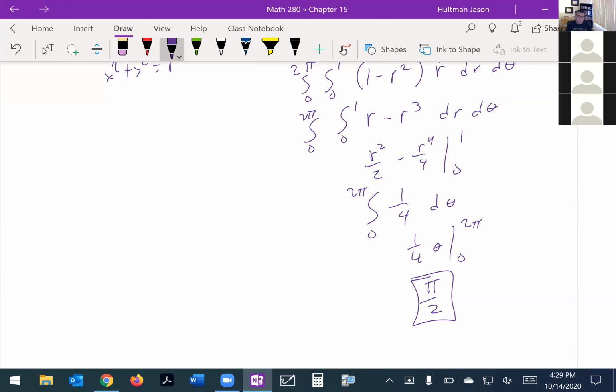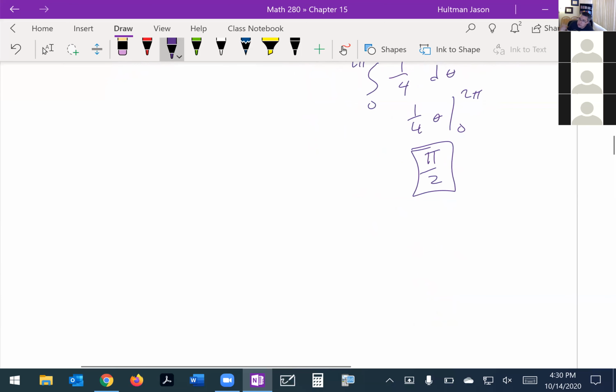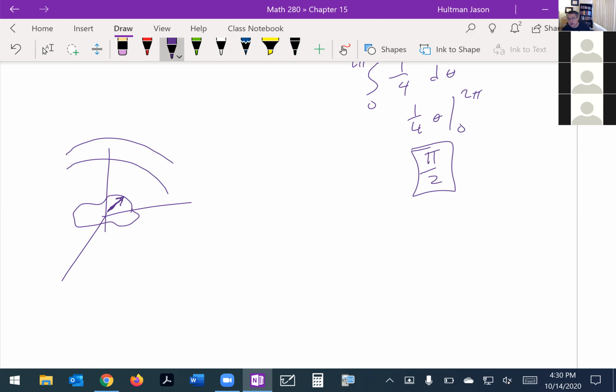Now, what happens when the region isn't so nice? What happens when the region isn't nice and circular? What happens if the region looks like, I don't know, let's say that we want to integrate under this curve, but the region looks like this. Not so nice, right? Can we still do polar coordinates? Well, absolutely we can. We just need to get this area in terms of a function of theta.